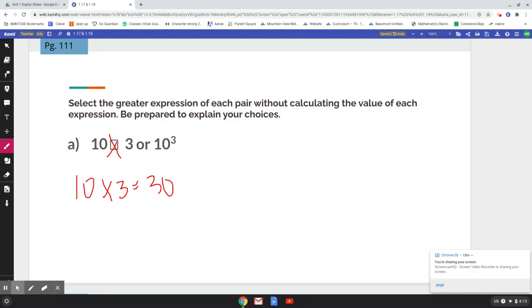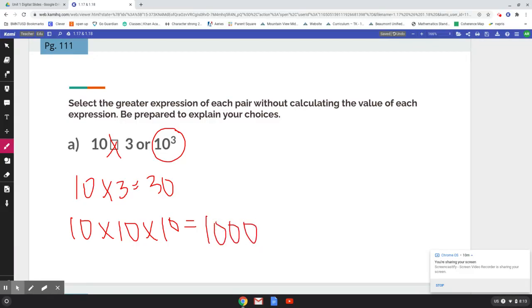And then now I need to figure out this 10 cubed. So remember, that is not 10 times 3. That is 10 times 10 times 10, right? So let me write this out. 10 times 10 times 10. So 10 times 10 is 100, and then 100 times 10 is 1,000. So what they're asking you to do is, which one's bigger? Which one is greater? And so your answer would be 10 to the third. So this one here is the bigger one.